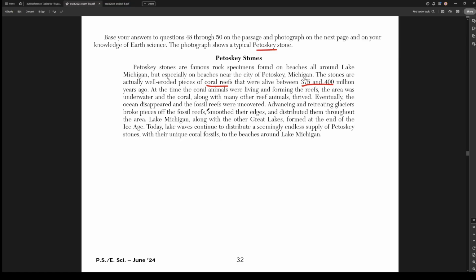Eventually the ocean disappeared and the fossil reefs were uncovered, advancing and retreating glaciers. That's interesting. Broke off pieces of the reefs, smoothed their edges, and distributed them throughout the area. Lake Michigan formed at the end of the Ice Age. Today lake waves continue to distribute an endless supply of these stones with fossils.